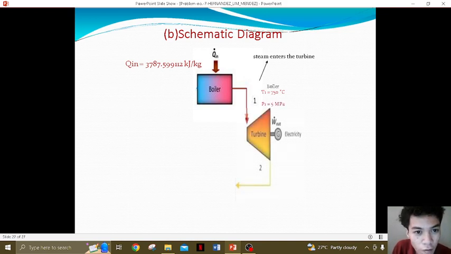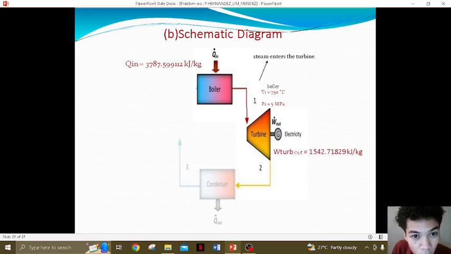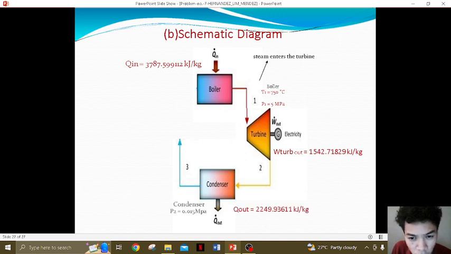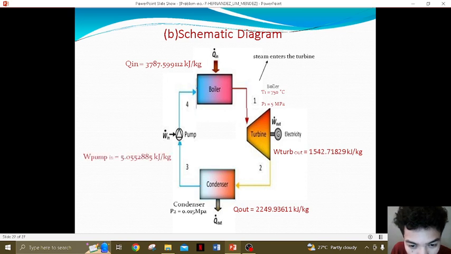Then your schematic diagram, same as earlier. Then you have already there your heat going in, which is 3787.599112 kJ/kg. Then the work turbine out is 1542.71829 kJ/kg, and your heat going out of 2249.93611 kJ/kg. Then the work pump in there of 5.0552885 kJ/kg. So that's it for the discussion.